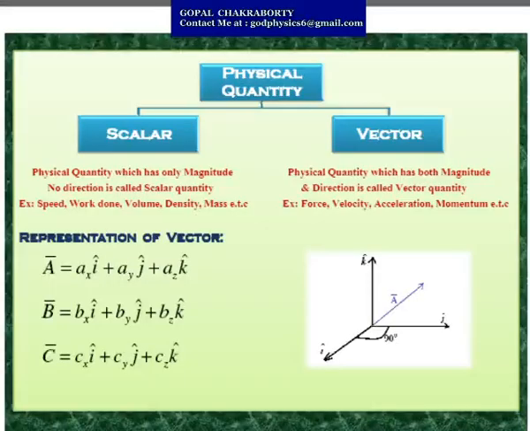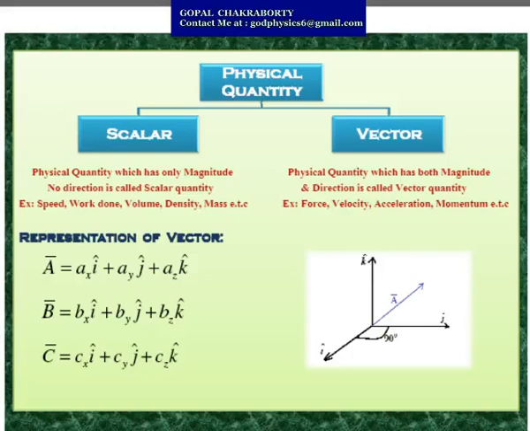In the very beginning you have to know how many types of physical quantities there are. Physical quantities are of 2 types. One is called scalar quantity, another one is called vector quantity. So what is scalar quantity? The physical quantity which has only magnitude, no direction, is called scalar quantity, like speed, work done, volume, density, mass, etc.